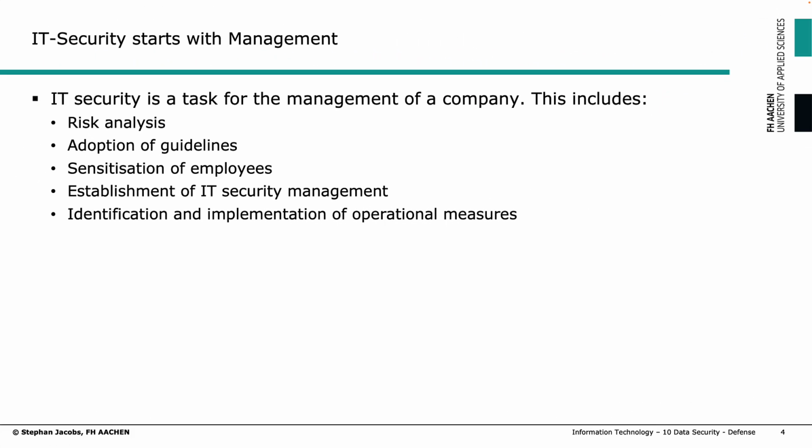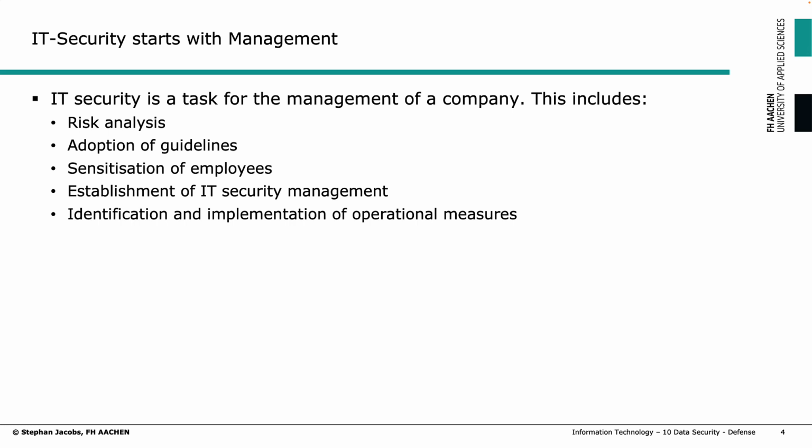Let's have a look at some means. First, IT security always starts with management. IT security is not only from a legal perspective a task for the management of a company. And this includes first to do a risk analysis. That means simply have a look at what the values in your company are which are at risk if there is some kind of incident happening with respect to data security. Based on this, management has to adopt guidelines, has to look for guidelines, what should be done.